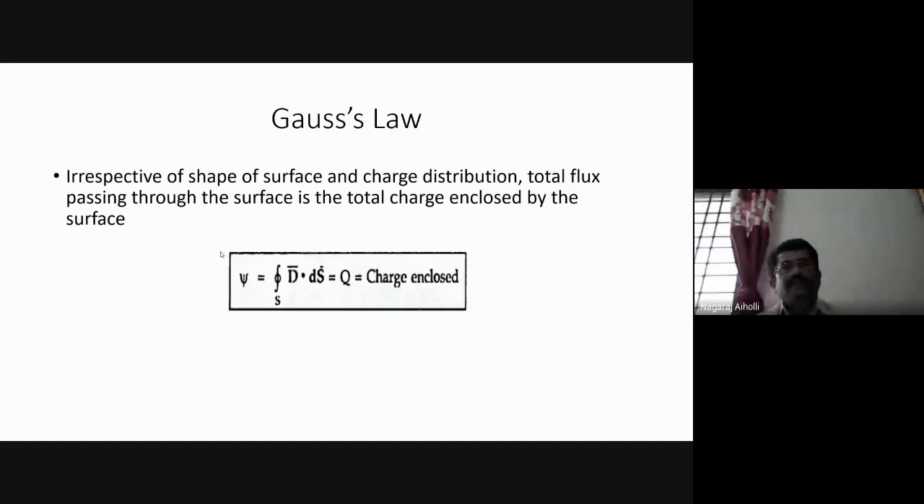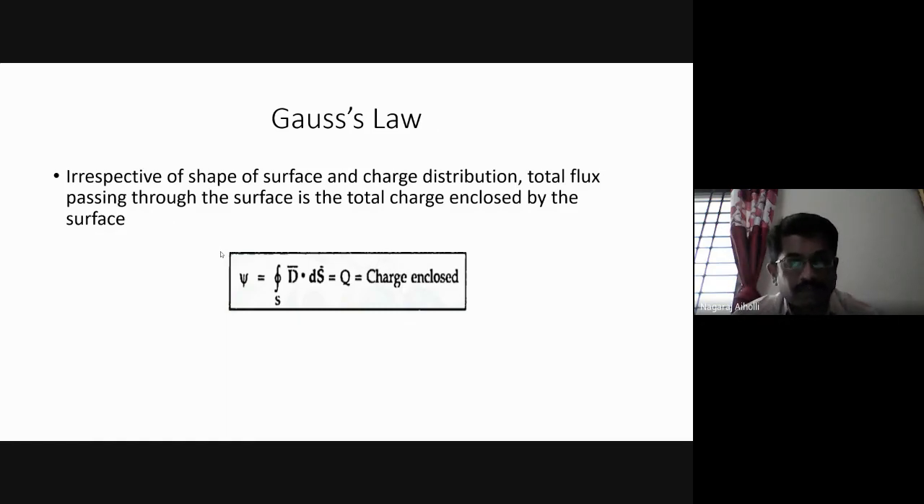That means here what we conclude, students, irrespective of the shape of the surface and irrespective of the charge distribution, that is whether it's a point charge or line charge or volume charge, the total flux passing through the surface is nothing but the total charge enclosed by the surface. Whatever may be the shape of the closed surface and whatever may be the charge distribution, it may be a point charge or a line charge or a surface charge or a volume charge, the total flux passing through the surface is nothing but the total charge enclosed within that surface.